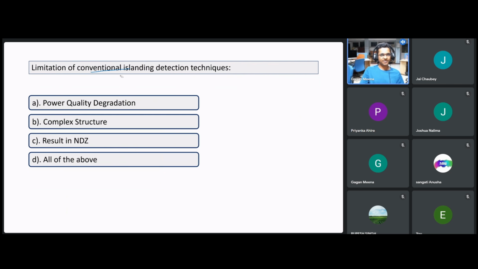So the limitation of conventional islanding detection techniques is power quality degradation, complex structure, a large non-detection zone, or all of the above. Which one is the correct answer? C option. Only C? Should be all of them.